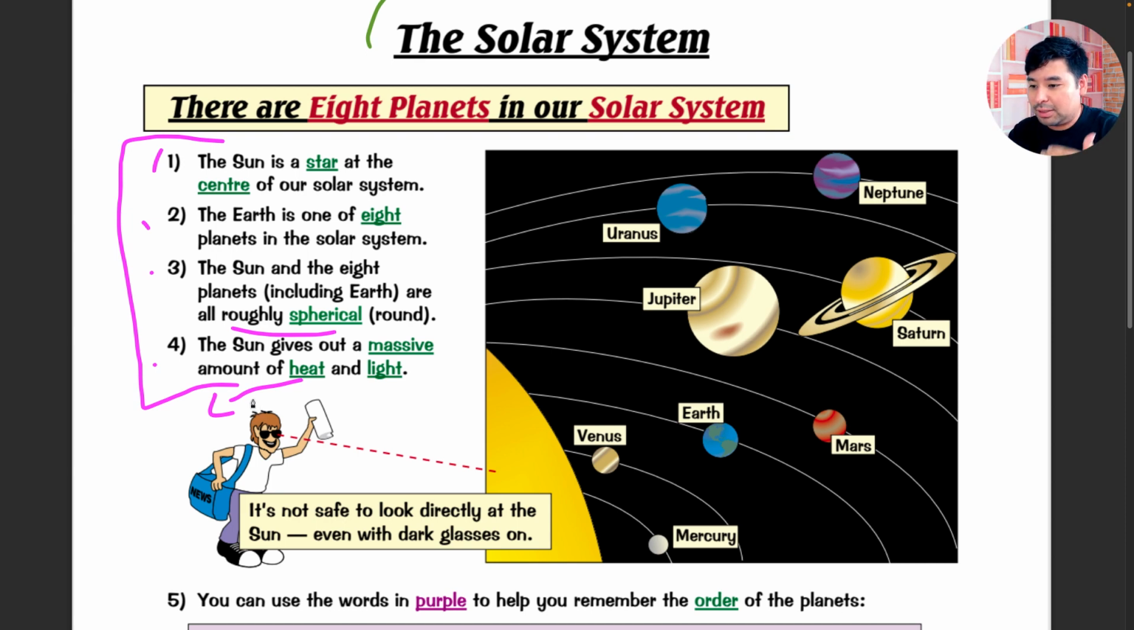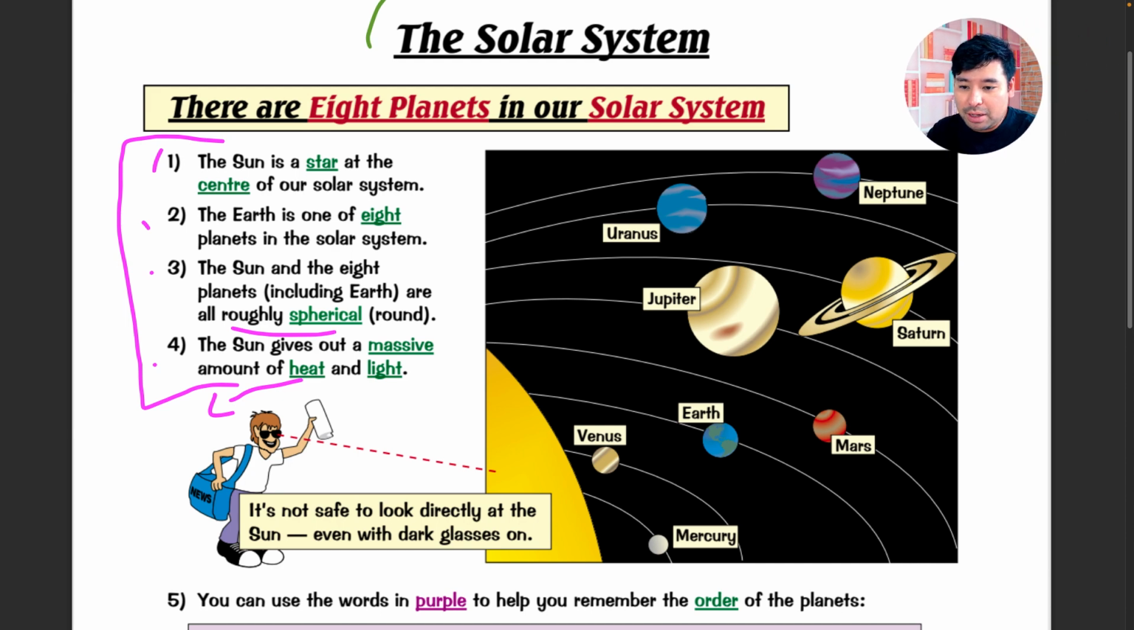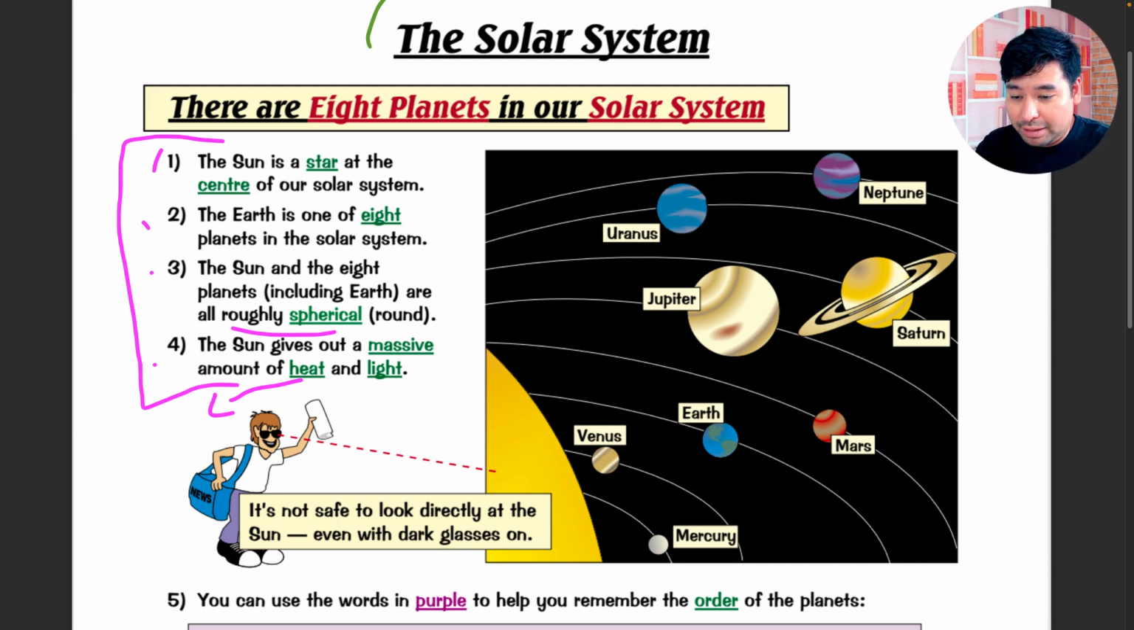All the sentences: the sun is a star at the center of our solar system. The Earth is one of 8 planets in our solar system. The sun and the 8 planets, including Earth, are all roughly spherical, which means round. And the sun gives out a massive amount of heat and light. So heat and light, all the green words. If you can, I would like you to at least try to translate that, because they are important words. And that's the point here.